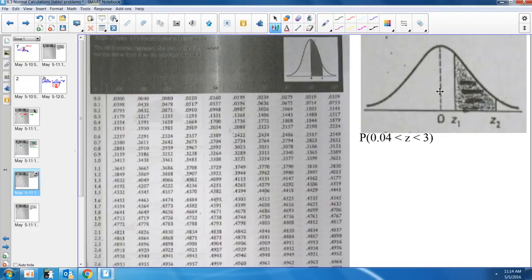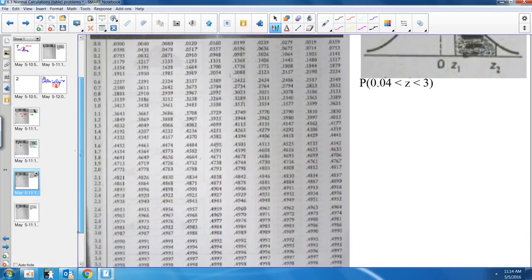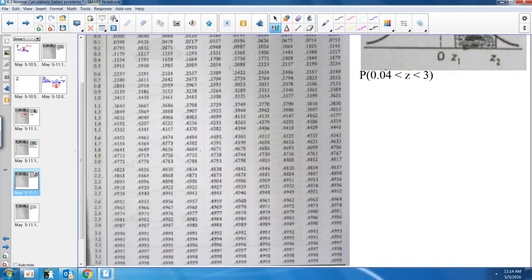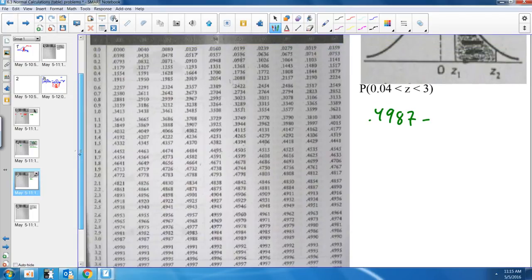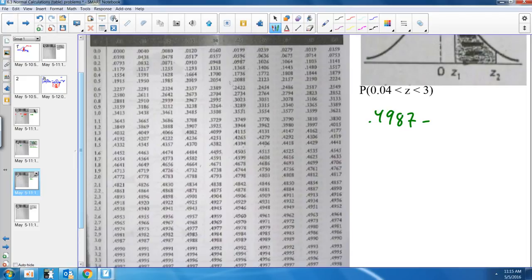So how do I do this? I find the probability from 0 to z sub 2, so that's going to be the probability at 3, which is 0.4987, minus. And then I'm going to subtract off the space here. So that's going to be at 0.04, which means it's going to be right here, 0.160. And when I subtract those two, the whole probability minus that part, it's going to give me the other part. No need to memorize. And so then you'd get your probability.